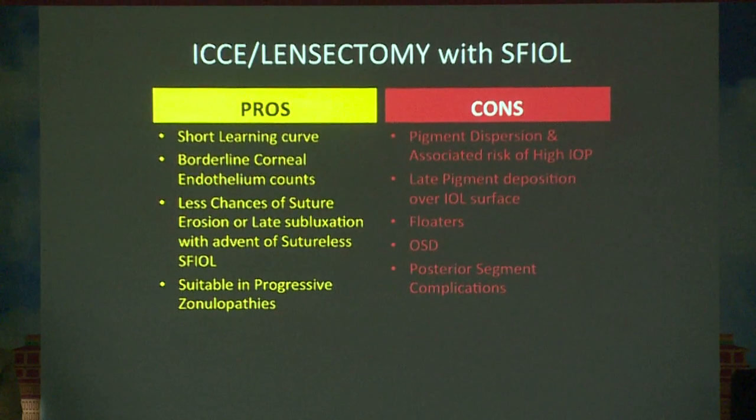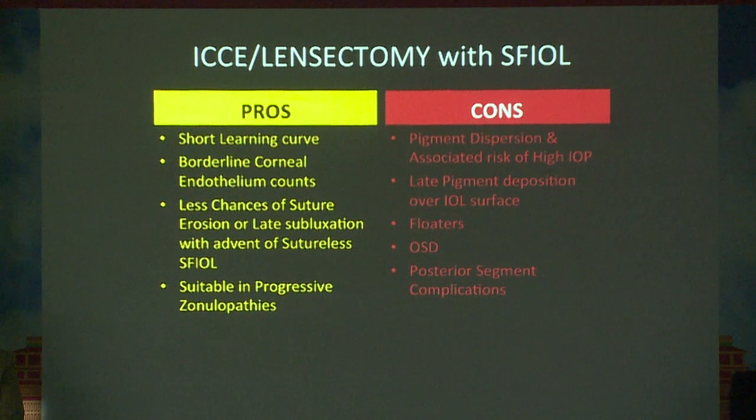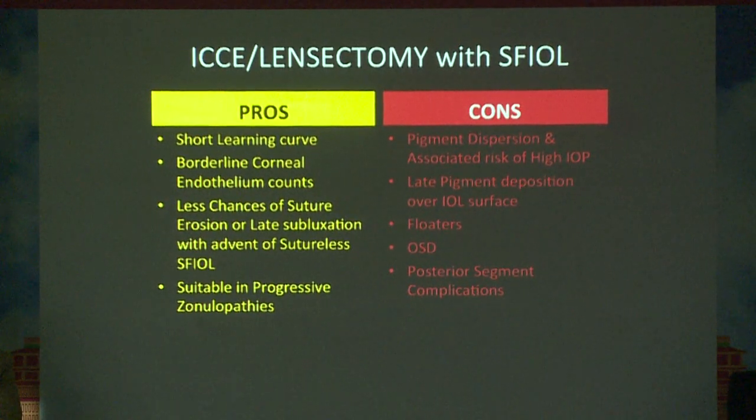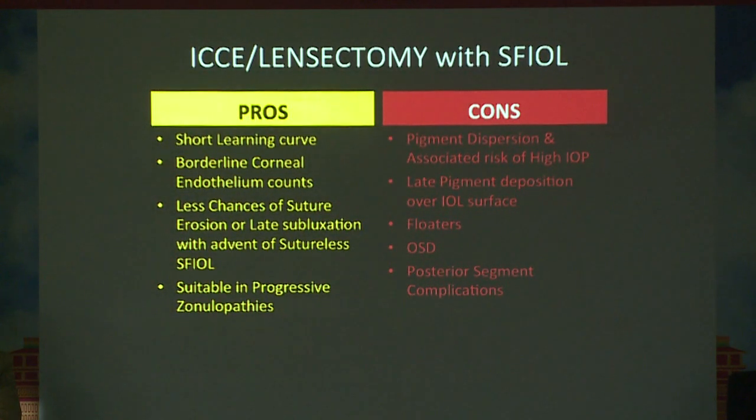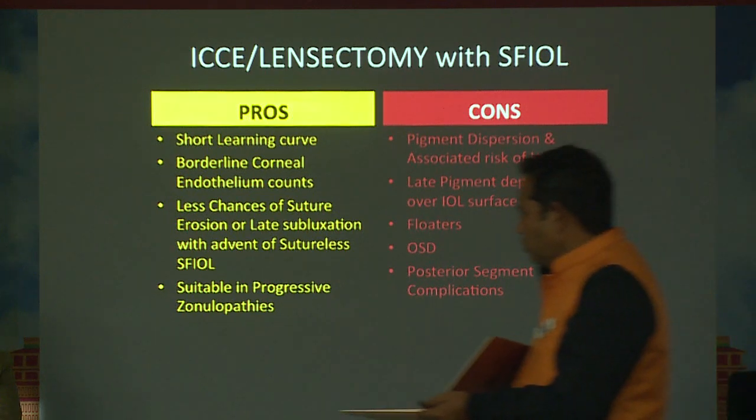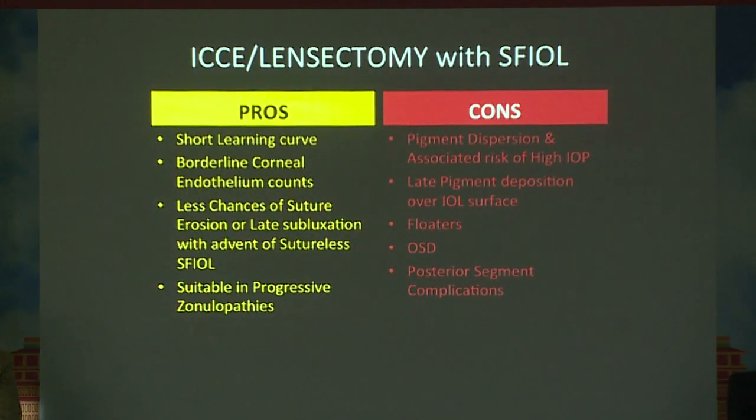Now, the pros of doing ICC lensectomy with SFIL is that it has a shorter learning curve. It can be very well tolerated in borderline corneal endothelium counts, with fewer chances of suture erosion or late lens subluxation with the advent of sutureless SFIL, and it is suitable in progressive zonulopathies. However, the cons are pigment dispersion and the associated risk of high IOP, late pigment deposition over IOL surfaces, floaters, ocular surface disorder because you need to dissect the conjunctiva, and associated posterior segment complications.